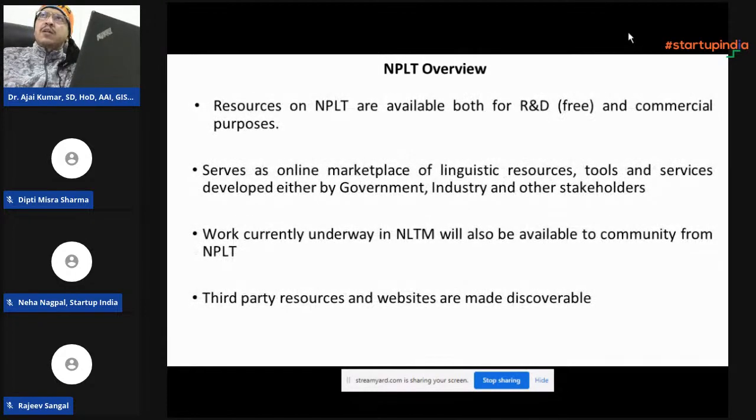Next. So we'll come to the exact pricing policies, but basically we are trying to serve as an online marketplace for all that the government bodies have made. Plus, Sangal sir was talking about the National Language Translation Mission. So there will be more resources that get made for corpus, for tools, for code. So all that will also be made available on the NPLT in due course of time.